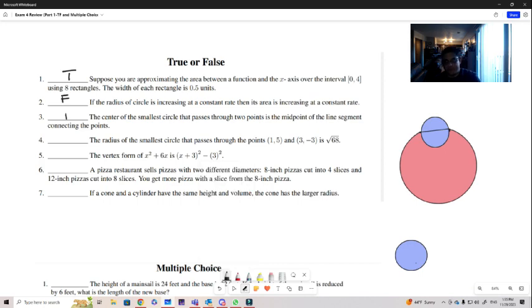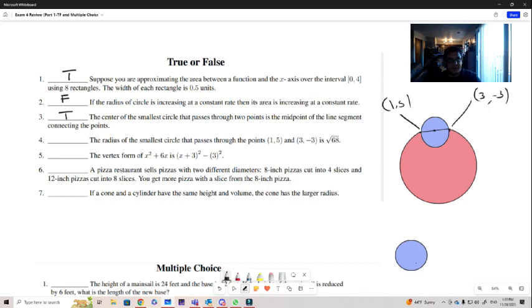But coming back to the same type of thing, let's say this point here is 1.5, and this point here is 3, minus 3. And we want to know if this is the radius of the smallest circle. We want to calculate the middle point, the center here, and then the radius. Because we want the middle, we want the distance between these 2 things divided by 2.